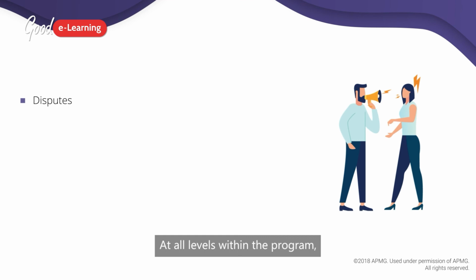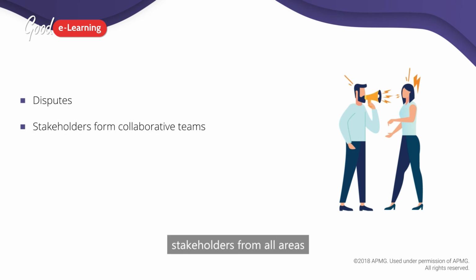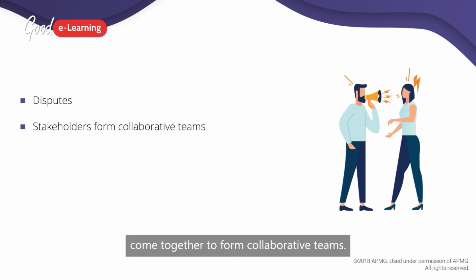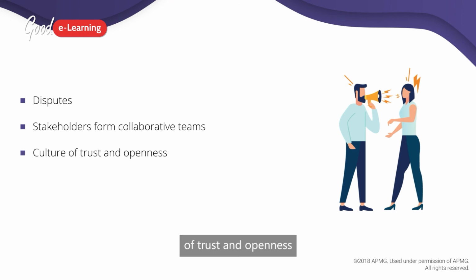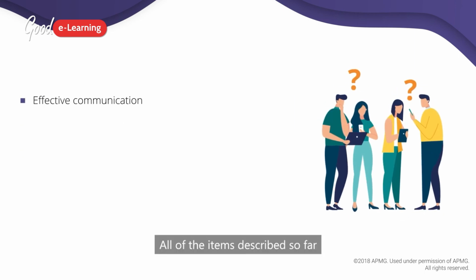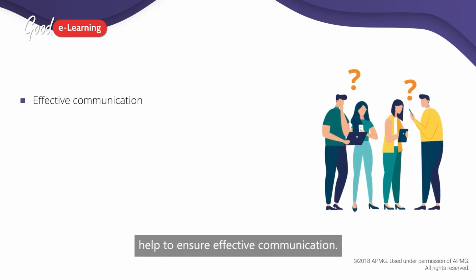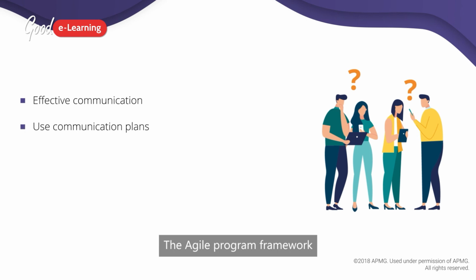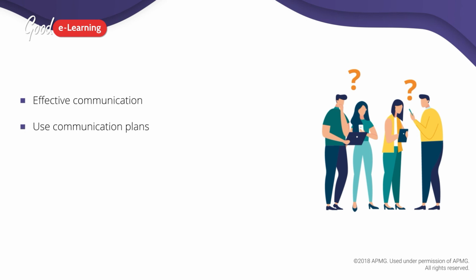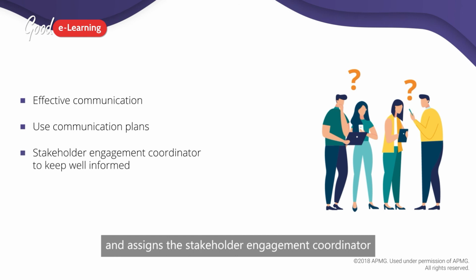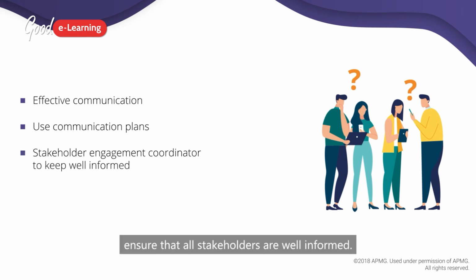At all levels within the program, stakeholders from all areas come together to form collaborative teams. This instills a culture of trust and openness and avoids misunderstandings and consequent disputes. All of the items described so far help to ensure effective communication. The Agile Program Framework also suggests regular use and updates of communication plans and assigns the Stakeholder Engagement Coordinator to ensure that all stakeholders are well informed.